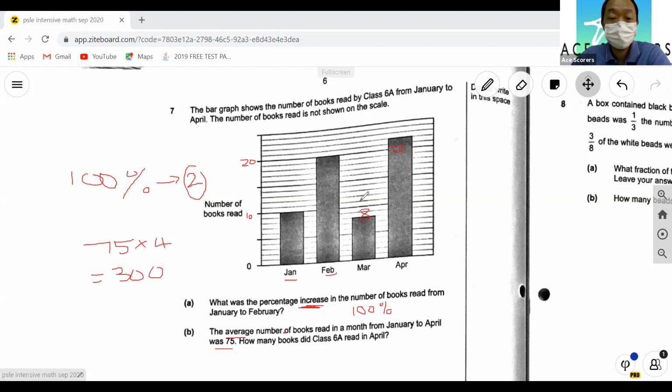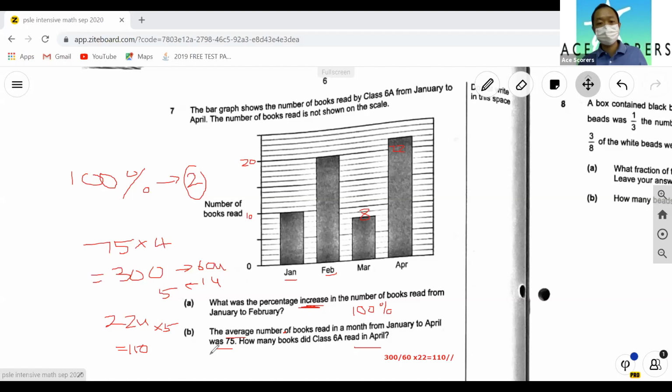So 22 units. Altogether, how many units are there? 10, 20, 30, 30 plus 30, so 60 units. So 300 represents 60 units, so 1 unit equals 5. And they want April, so April is 22 units. 22 times 5 is 110. Okay, so can you see?